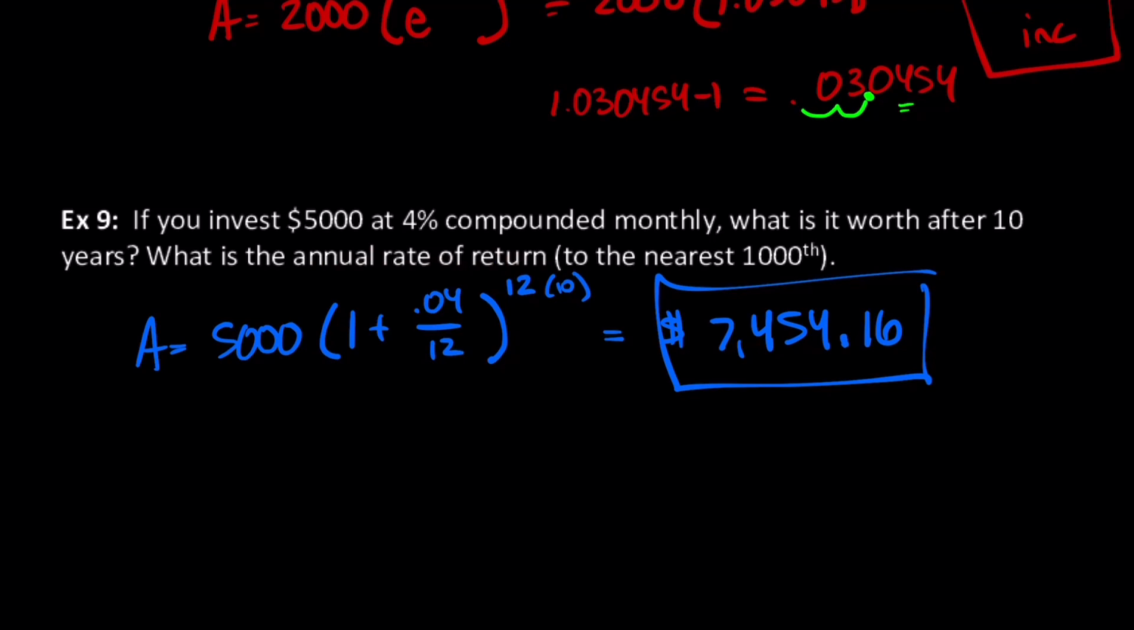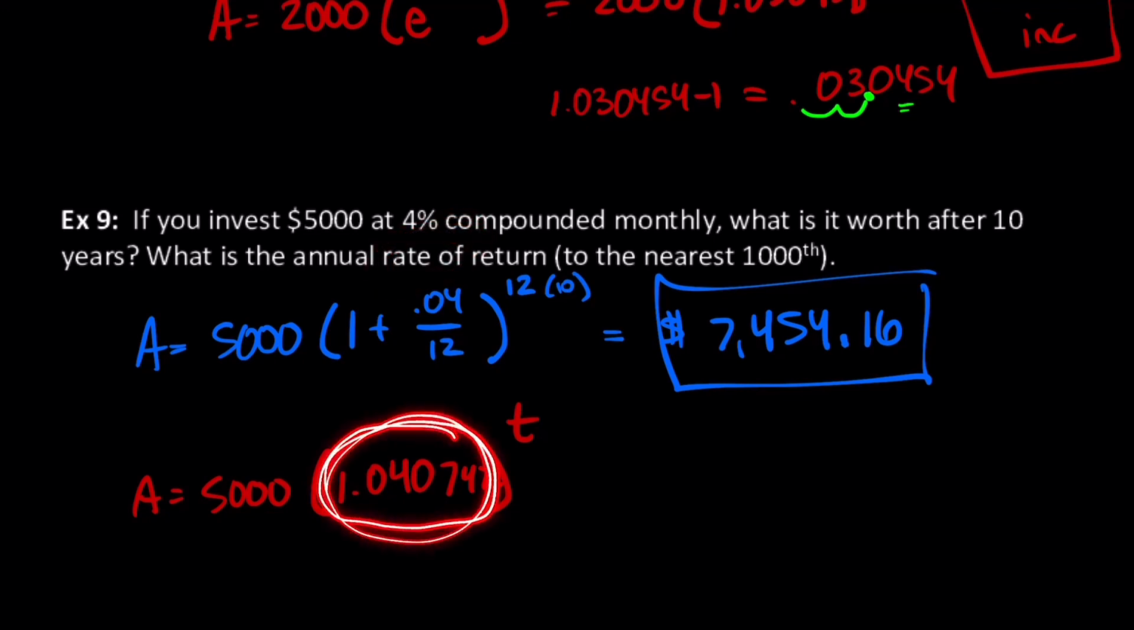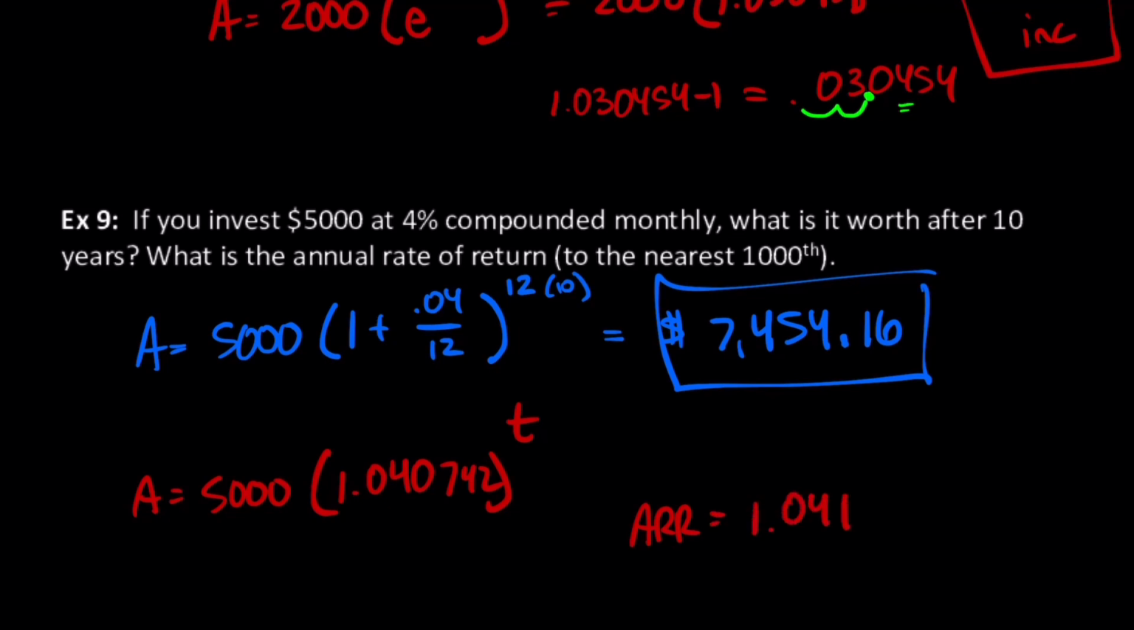All right, so let me calculate that. 5,000, and then I'll just leave that as t. So 1 plus 0.04 divided by 12 to the 12th is 1.040742. Now again, because it just says rate, basically it's another way of saying, well, what is the common ratio? What are you going to multiply your investment by every year to calculate its end amount? It would just be this to nearest thousandth. All right, so that will be your annual rate of return, 1.041.